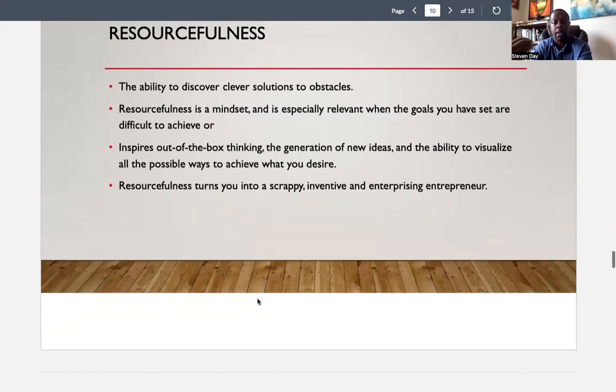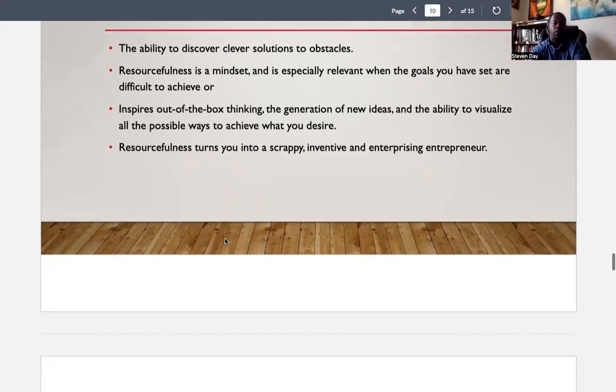Resourcefulness, being able to use what you got and maximize that. So the ability to discover clever solutions to obstacles. So resourcefulness ultimately turns you into a scrappy, inventive, and enterprising entrepreneur. So that again speaks to that innovation and that innovative solution that we're aiming for.